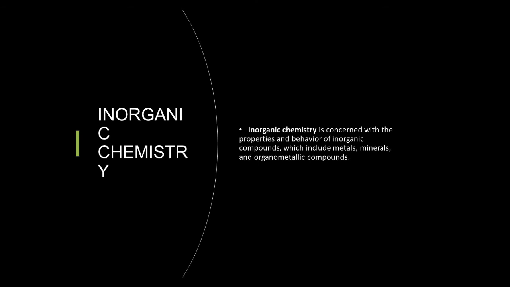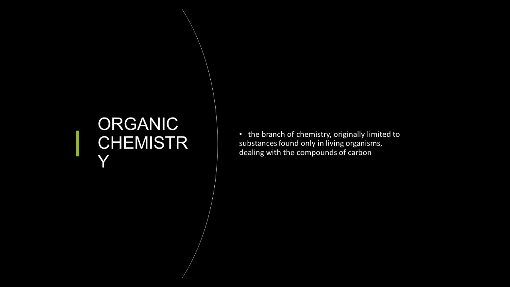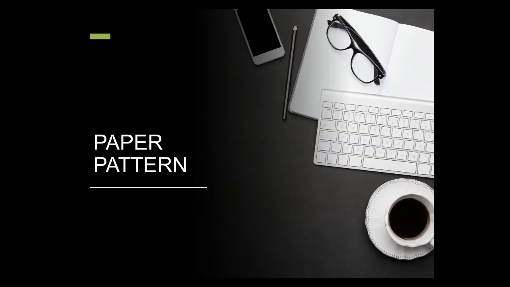Since I said that your course for this session is divided into two parts, the organic and the inorganic chemistry, I would like to give a brief review of that. You might have an idea about why the division has been made. Inorganic chemistry is concerned with the properties and behavior of the inorganic compounds, which includes matter, minerals, and the organometallic compounds, whereas organic chemistry is originally limited to the substances found only in living organisms, dealing with the compounds of carbon.